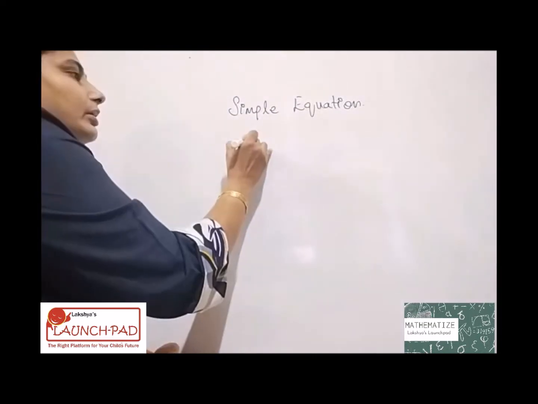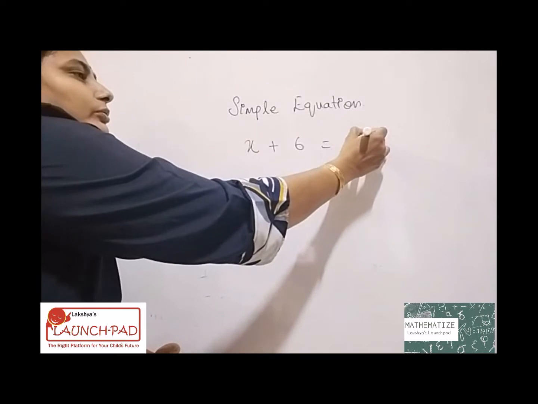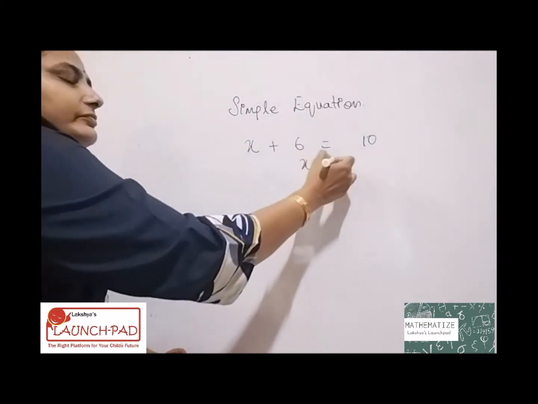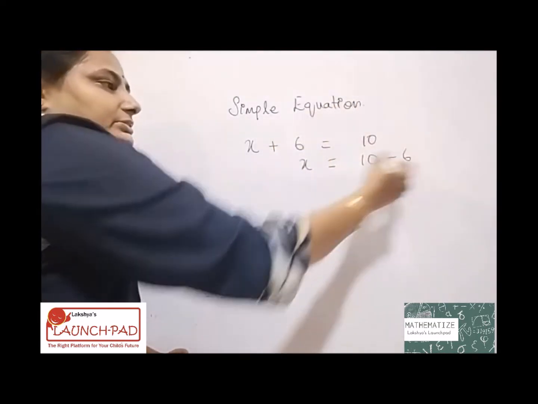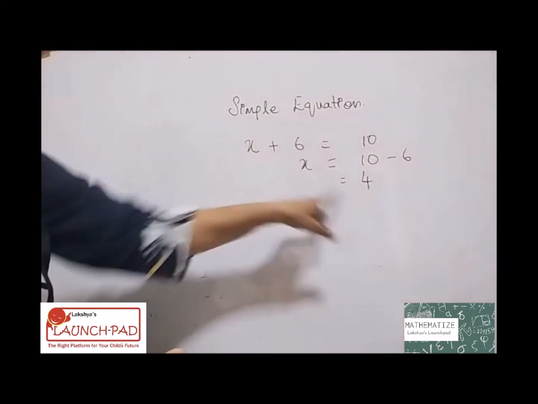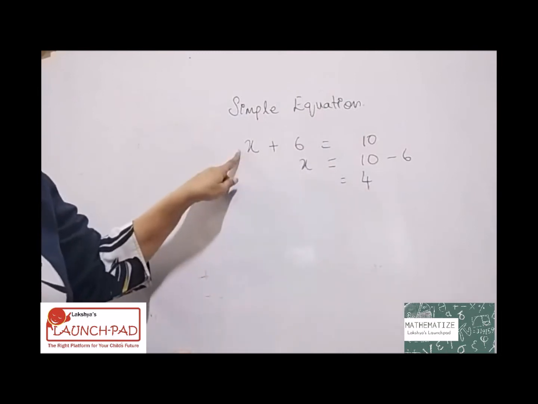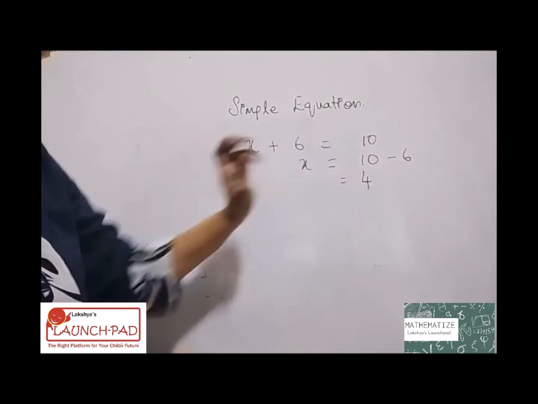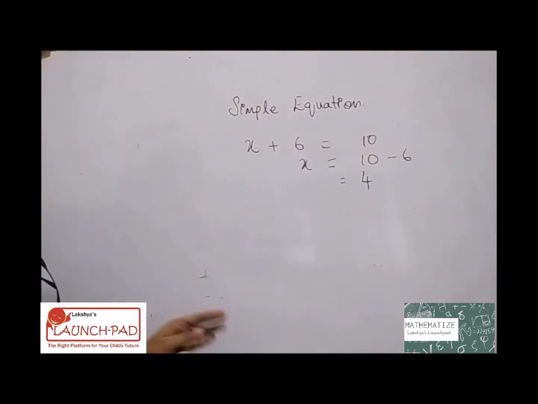X plus 6 is equal to 10. What will happen here? X will become 10, and plus 6 goes here as minus 6. X is 4. That means 4 plus 6 is 10. If I substitute this value, I should get this value. Then my full problem is solved. That is how I will recheck whether it is correct or not.